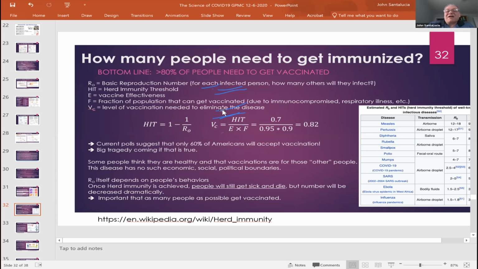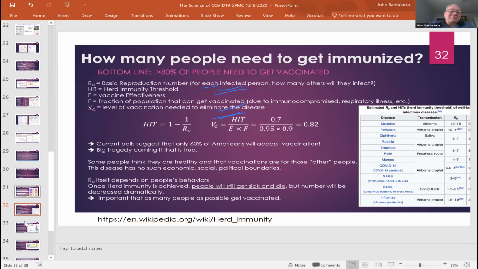So that number is a little higher because the effectiveness of the vaccine is not 100%. Remember that Moderna vaccine was 94% effective. But also, there are some people who cannot get the vaccine. About 10% of our population cannot get it. So that means that of the remaining population, at least 80% need to get vaccinated. So it's a community duty.